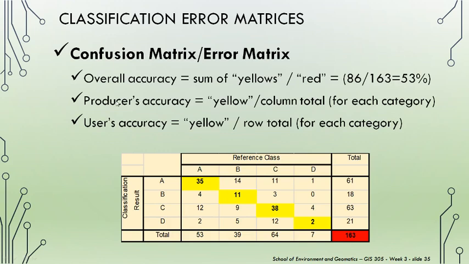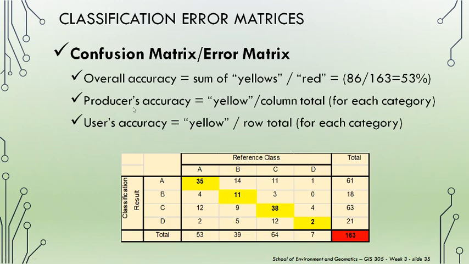Now here there's important lingo to understand, and that's the producer's accuracy versus the user's accuracy. The producer's accuracy is from the standpoint of the person who produced the map. You're looking at how many of my reference samples have been correctly classified. Here I have 35 out of 53. We'll look at this more closely again in further slides, but that's your producer's accuracy.